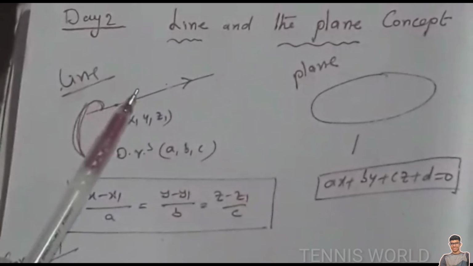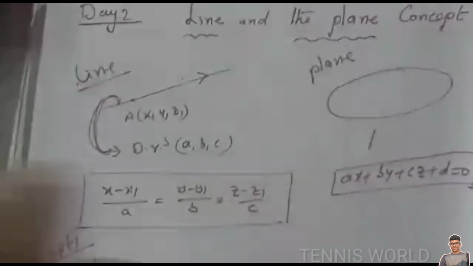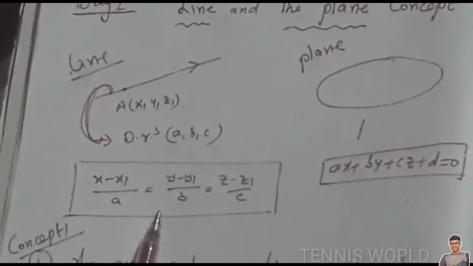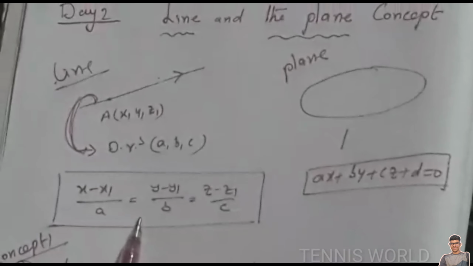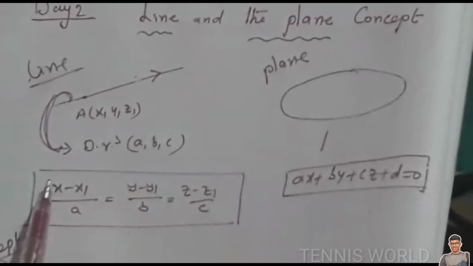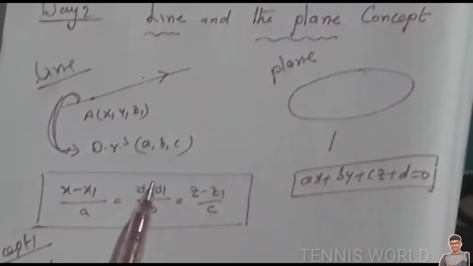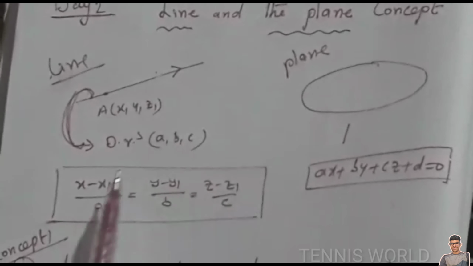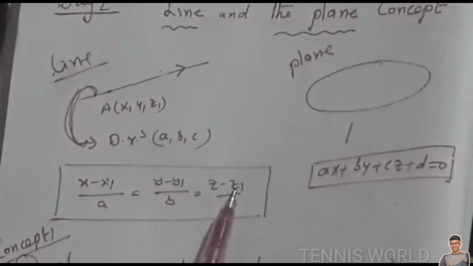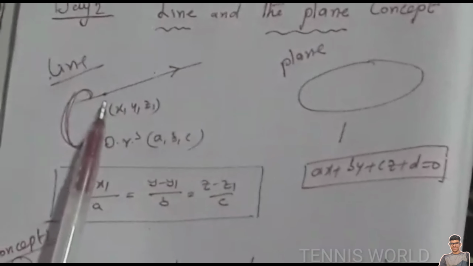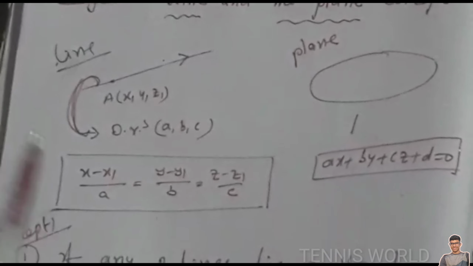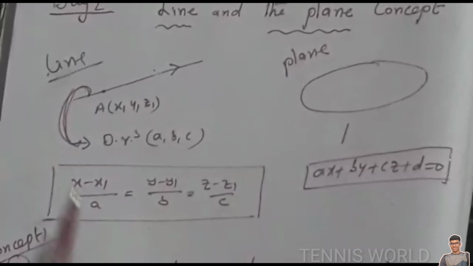See, this is the line, this is the plane. This is the structure of a 3D line. What is the equation of a 3D line? (x minus x1)/a = (y minus y1)/b = (z minus z1)/c. In this formula, x1, y1, z1 represents the point A which lies on the line, and a, b, c represents the DRs of that line. That's why everybody must remember the structure of a 3D line.